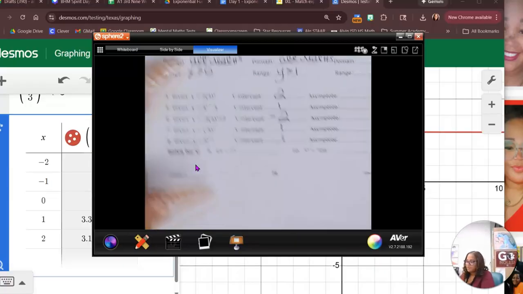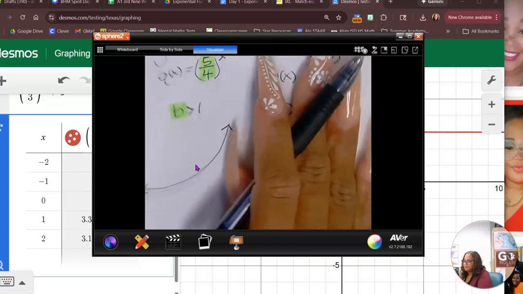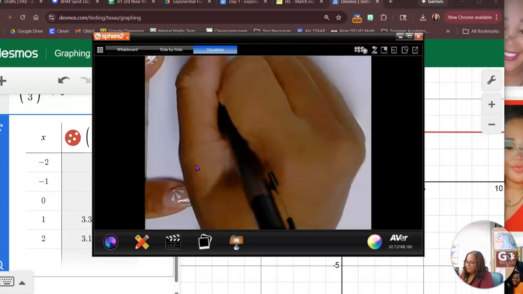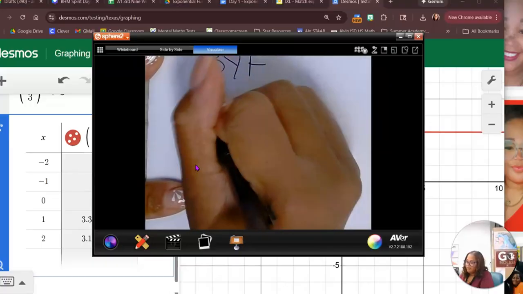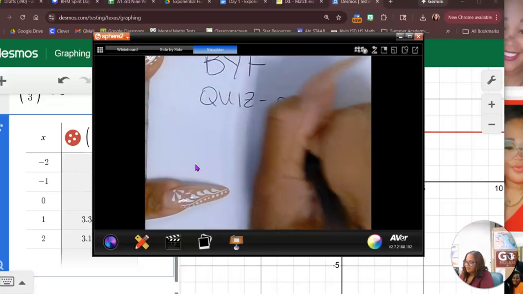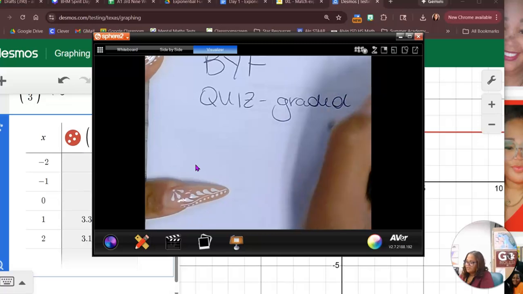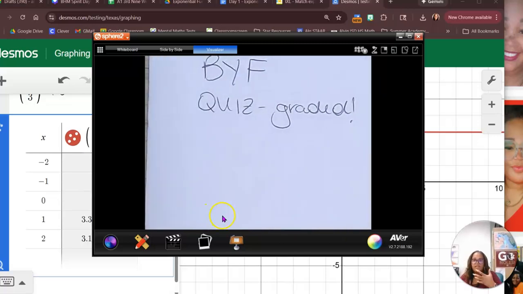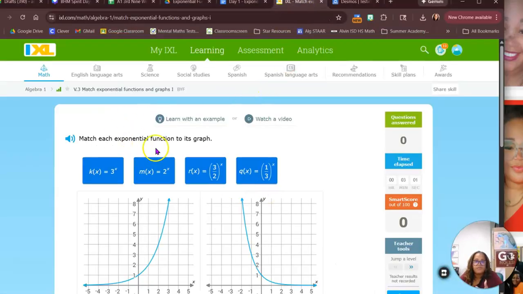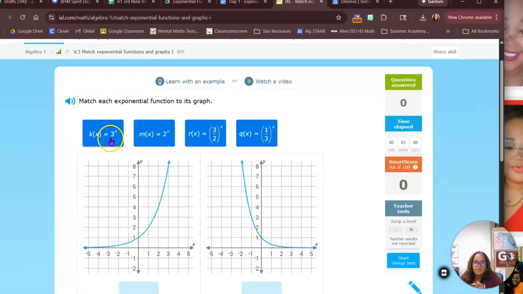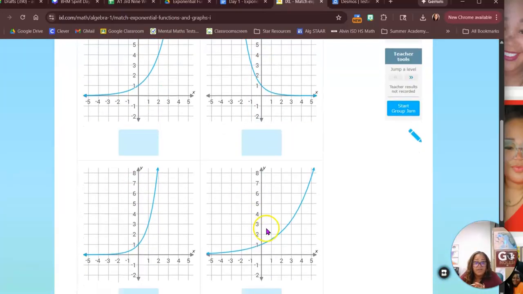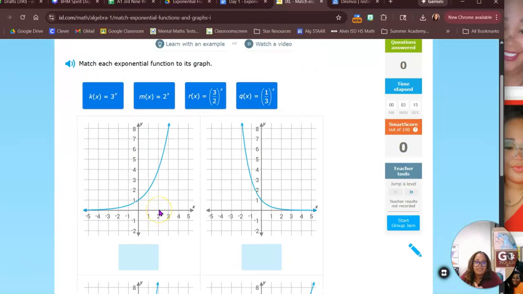All right, let's jump into IXL and let's look at BYF. Now, you have a quiz on IXL that is graded, but BYF gives you an idea or a practice of what you're going to see on your quiz. So let's go to BYF. So here we are. So we have 3 to the x power. Typically, anything to the 0 power is going to be 1. So I'm going to look for the point 0, 1. That's right here. Oh, everybody's got 0, 1.